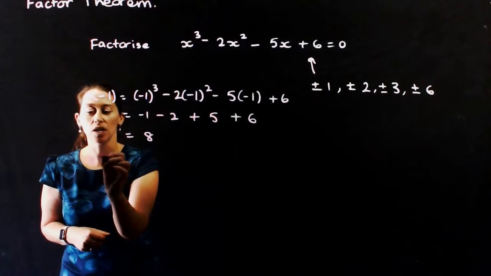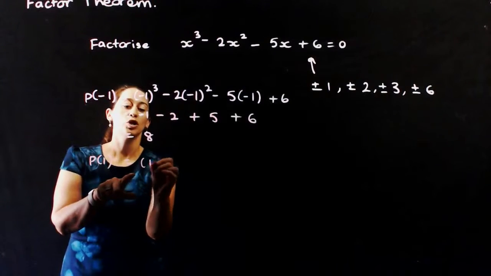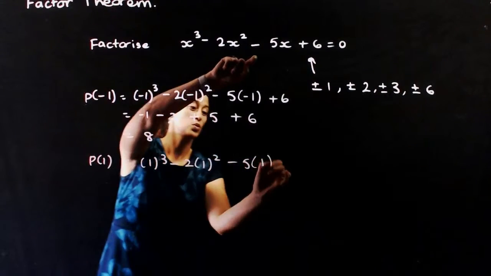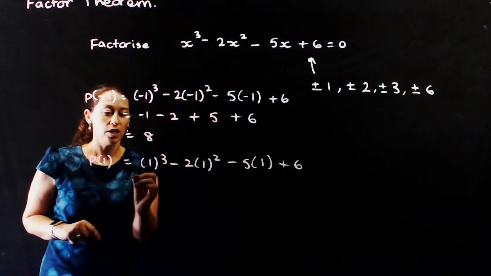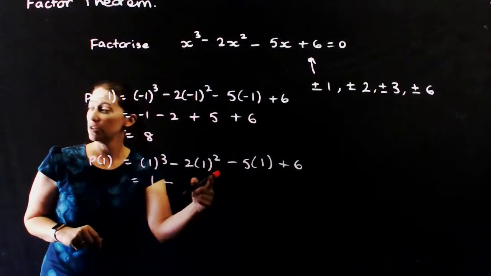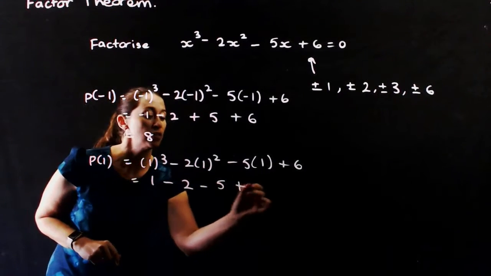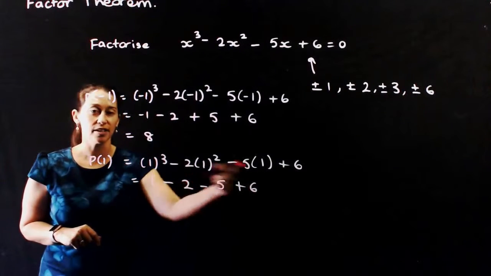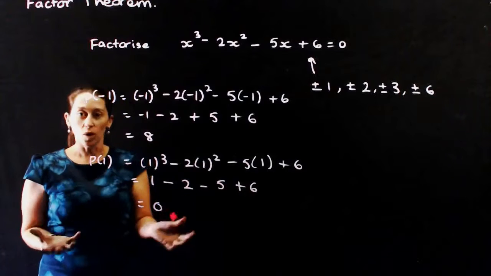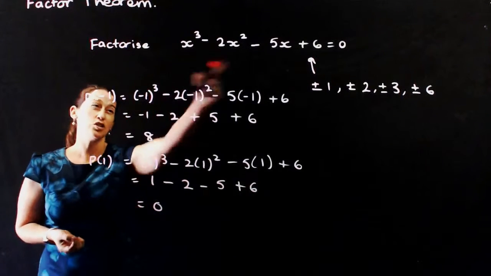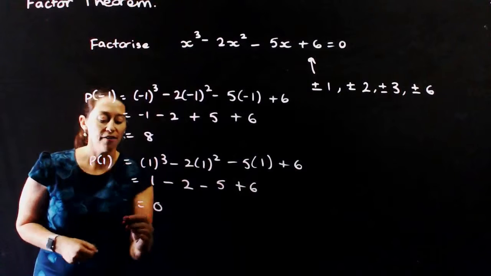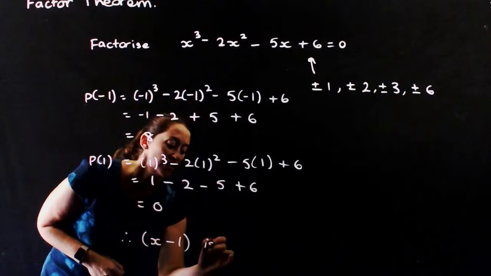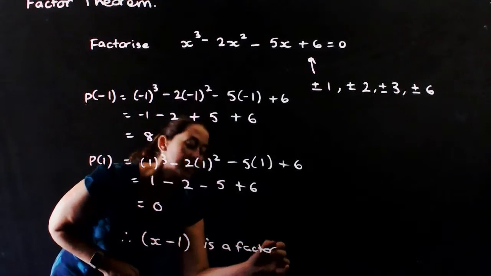So let's try 1. Let's try popping 1 in there. 1 cubed, minus 2 times 1 squared, minus 5 times 1, plus 6. Let's work that out. 1 cubed is 1, minus 2, minus 5, plus 6. Well, let's have a look. 1 take the 2 is minus 1, take the 5 is minus 6, plus 6 is 0. What we've done is we found that 1 is a solution to this cubic. So therefore we can say that x minus 1 is a factor of that particular cubic.